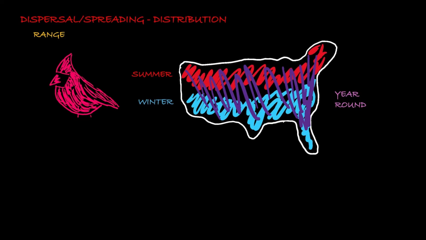Now let's talk about how this differs from migration. Migration is a seasonal movement. Many birds move south for the wintertime. The cardinal used to do that, as we've just seen. It's often for climate or weather, like cold weather, but it's also for other seasonal changes.